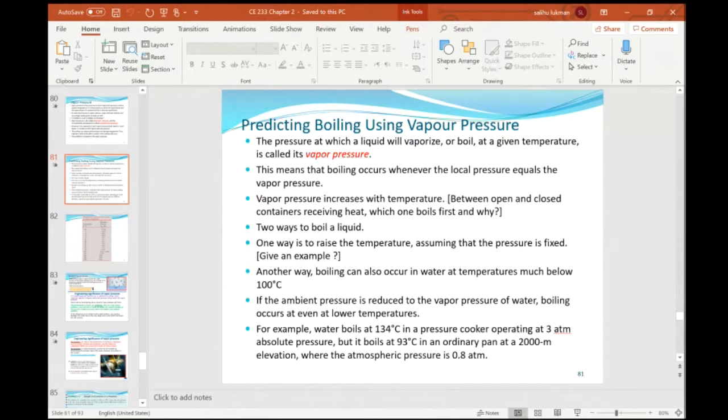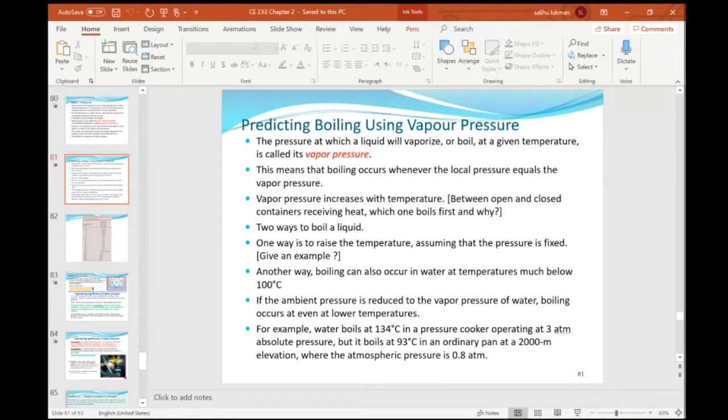Okay, it is clear. Another way, boiling can also occur in water at temperatures much below 100 degrees Celsius. I just explained the Himalaya and Jeddah case, in which in Himalaya, because of the high altitude, the atmospheric pressure is lower. Boiling occurs when the vapor pressure is equal to the atmospheric pressure.